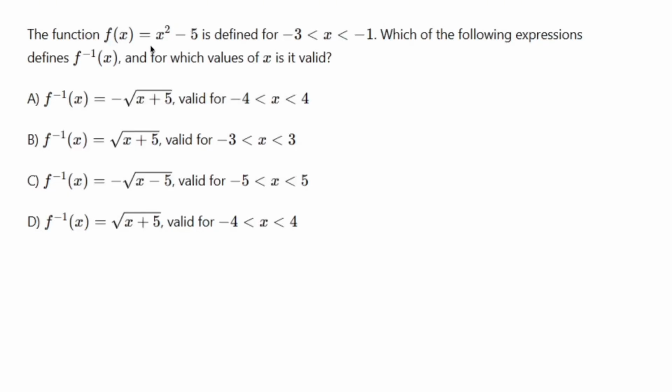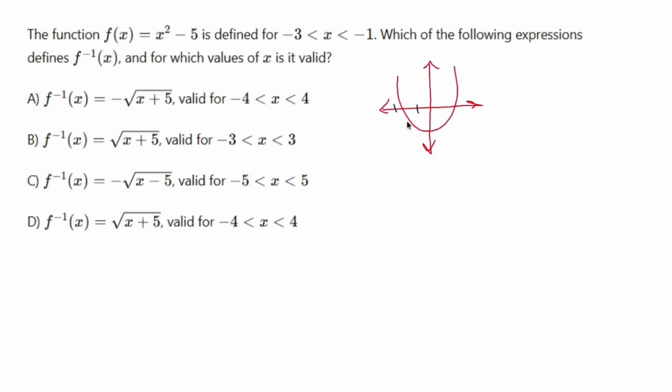The function f(x) = x² - 5 is defined for -3 < x < -1. So you live on the interval -3 to -1. Now, just for funsies, this is what it's going to look like. x² - 5 is going to live down here. We only care about the part that lives in between here and here. We only care about that part.